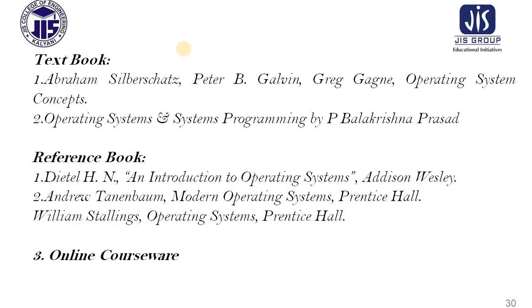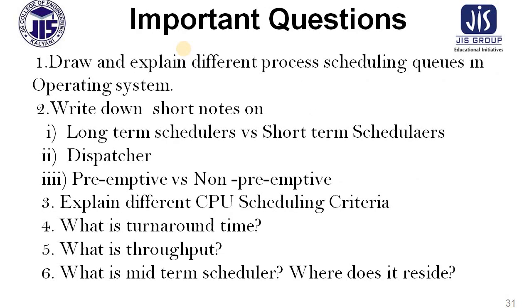So these are the books I have already recommended to you, and these are the important questions. Prepare them for the examination. You have to cover process scheduling queues, long-term scheduler versus short-term scheduler. What is a dispatcher? Preemptive versus non-preemptive scheduling. Explain different CPU scheduling criteria. What is turnaround time? What is throughput? What is the midterm scheduler? Where does it decide? This kind of question you have to remember.